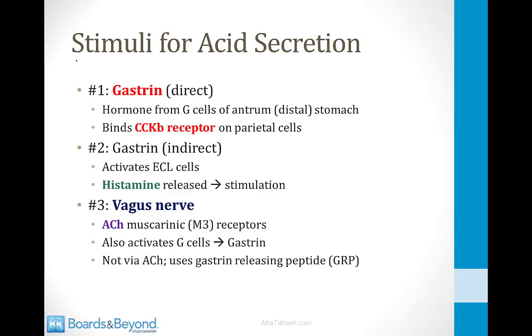It's very high yield for Step 1 of the boards to know the physiology of acid secretion in the stomach. So let's start that discussion by going over the different stimuli for acid secretion from the parietal cells.